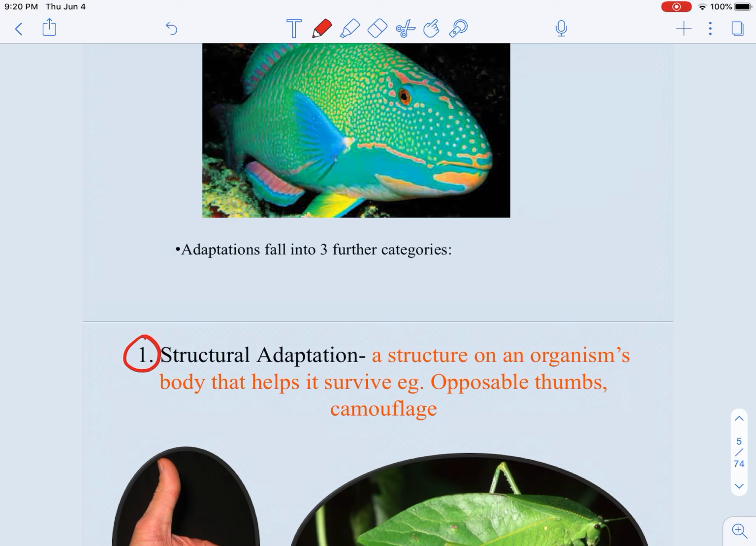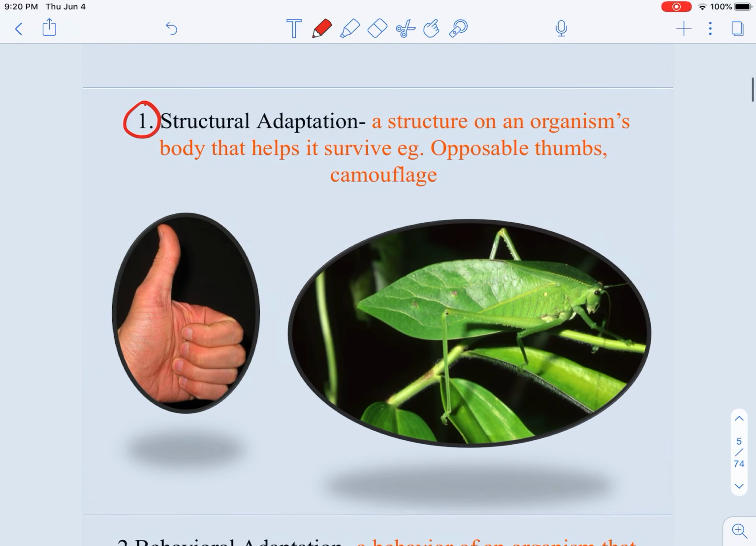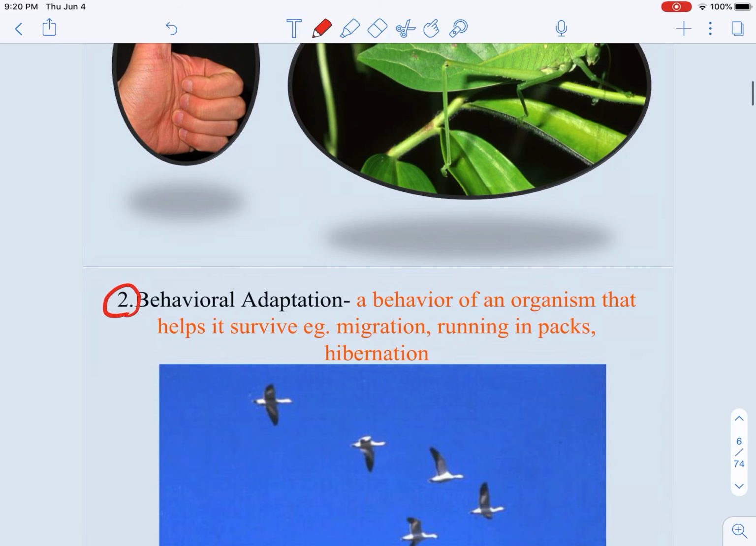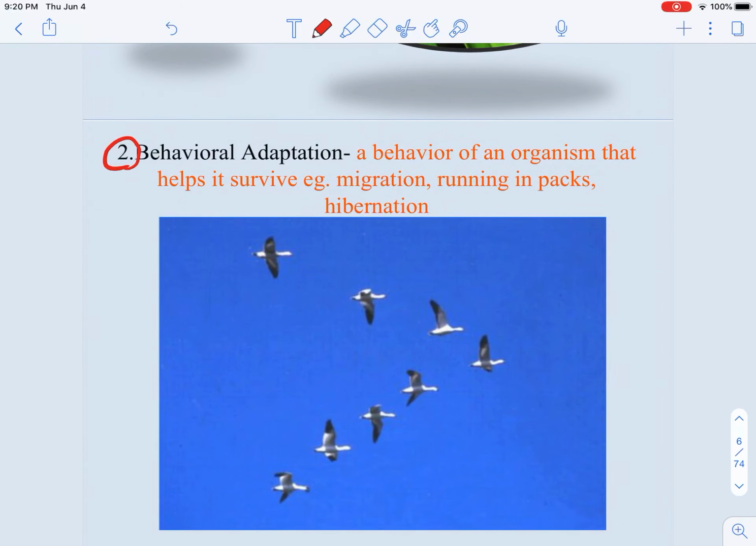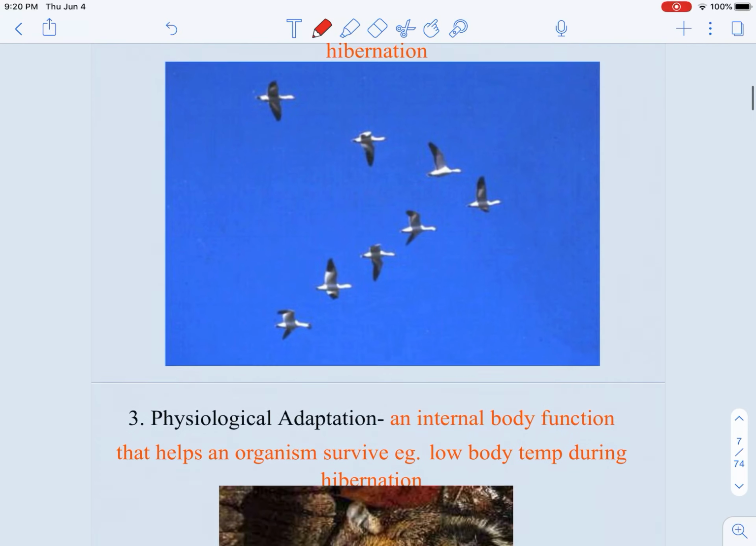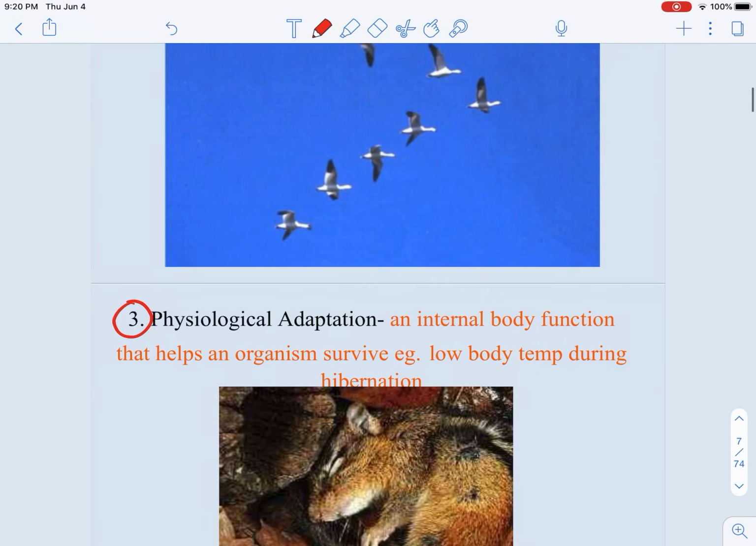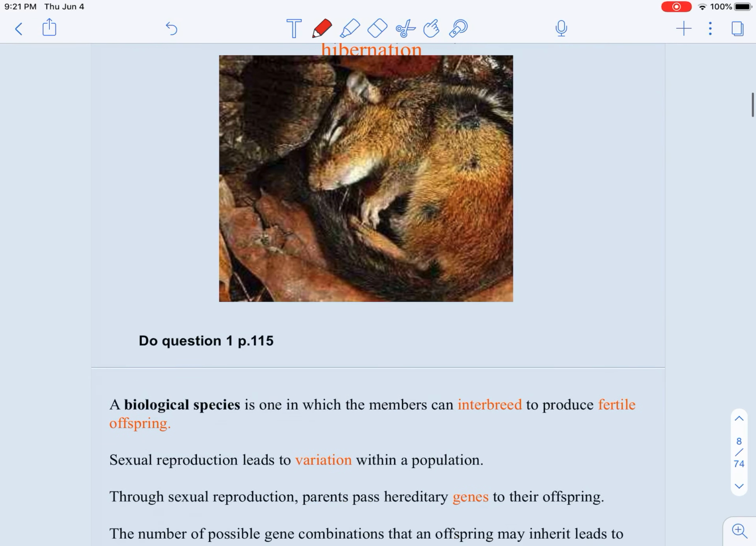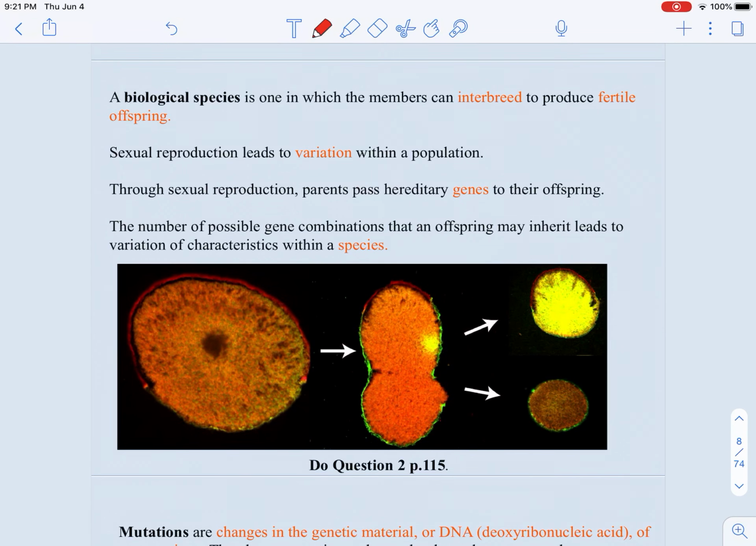So adaptations that help them survive could be in one of these three categories. Either structural adaptations, which are basically body structures, body parts that help them survive, and it could be even color or actual structures. Second one is behavioral adaptations, like migrating or running in packs or hibernating. Those are behaviors that help them survive. Third category is physiological adaptations, so some sort of body function, enzyme, chemical, or the way the body temperature goes cold during hibernation. Those are physiological adaptations. So those are the three.